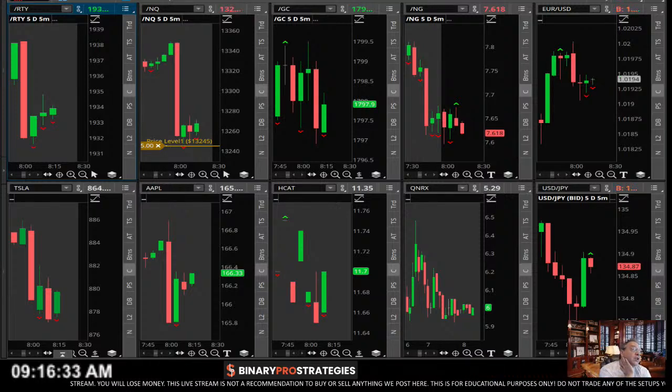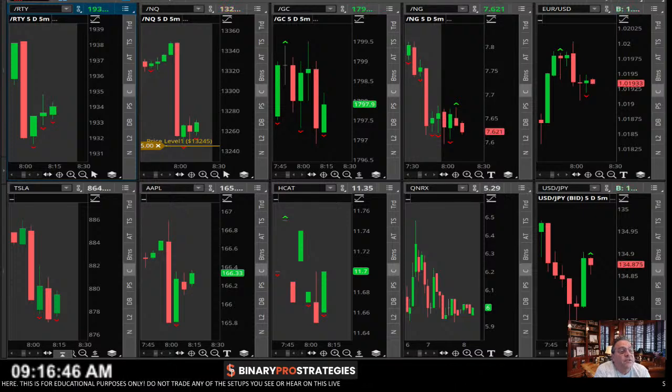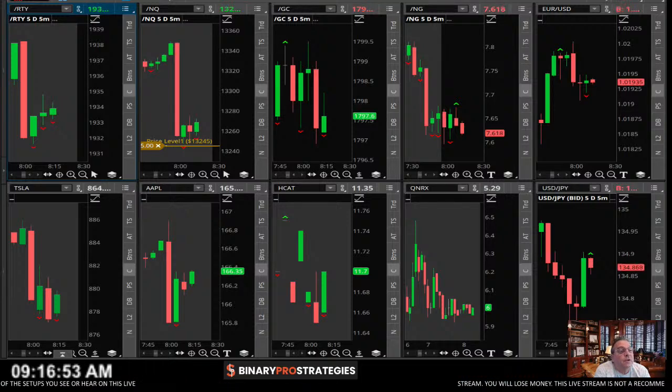Right now, what I'm watching here is some indices, which I love trading. So we'll be looking at the mini Russell, and I'm also looking at the mini NASDAQ. And then we've got a couple commodities here. We're looking at gold and natural gas. And then we have 4 different stocks down here. And then on our forex or our currency pairs, we'll look at Euro US and the US yen.